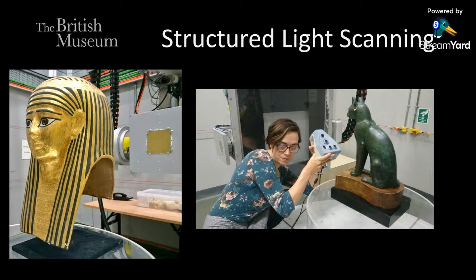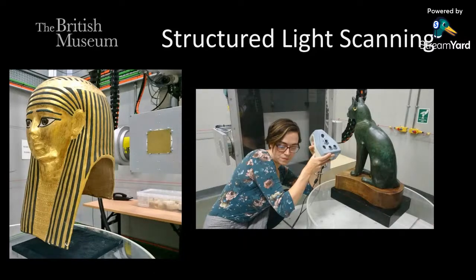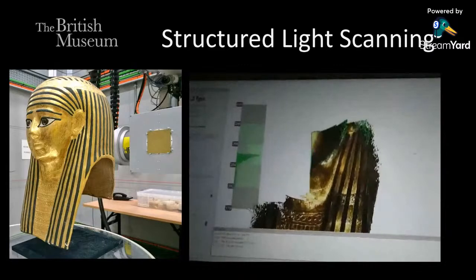I was quite lucky that when I was CT scanning these masks, Dan Pett and Amelia Nolson were in the museum. This is a photo of Amelia here with an Artec Spider structured light scanner. Amelia at the time was a visiting researcher at the British Museum as part of her PhD at Sheffield Hallam University. She had this structured light scanner and I wanted to scan the mummy mask. So this is just a very brief video that I took on my phone of her scanning the mask.